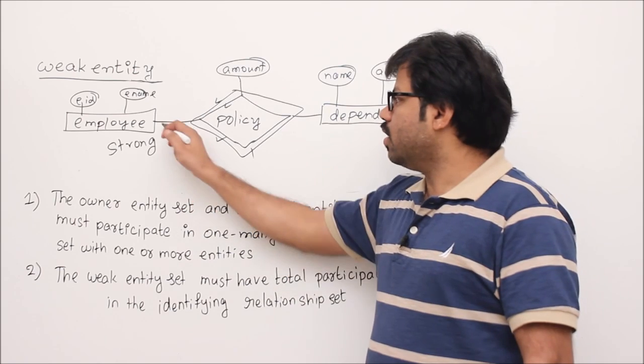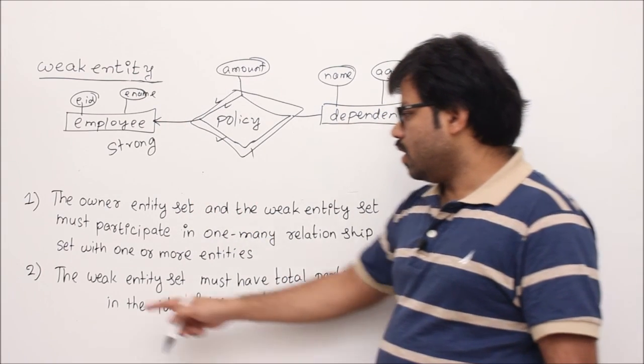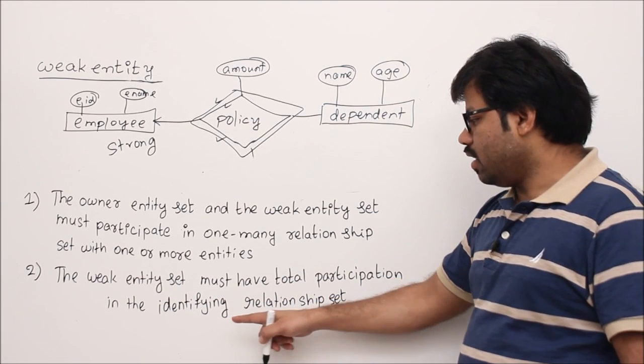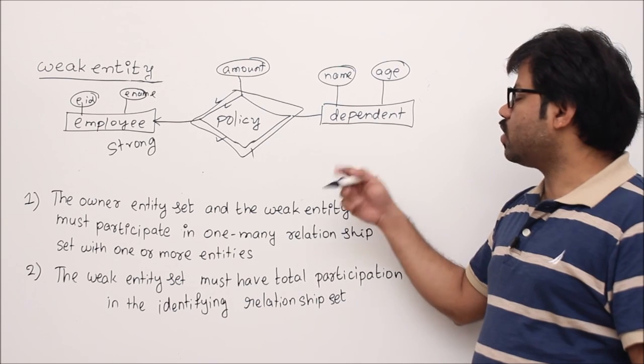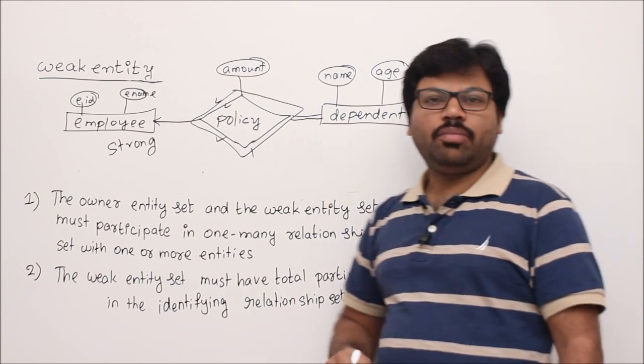So which side is one? The employee side is 1, remember. Next one: the weak entity set must have total participation in the identifying relationship set. That's quite obvious, we have seen, that's fine. This dependent should be in total participation.